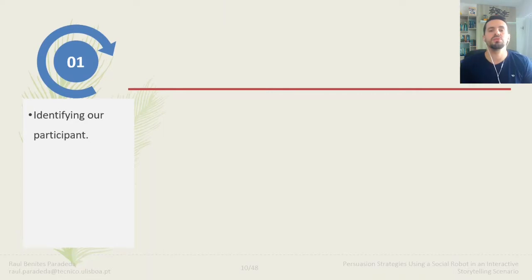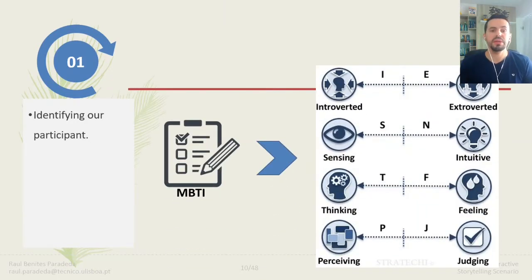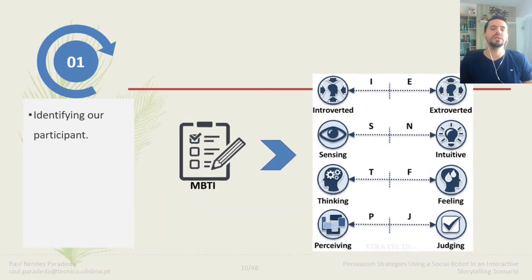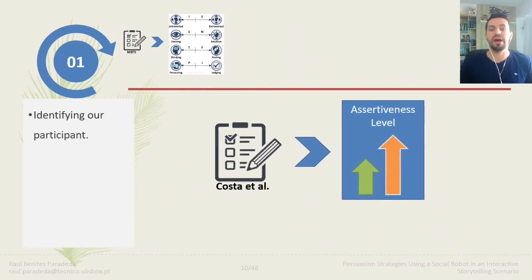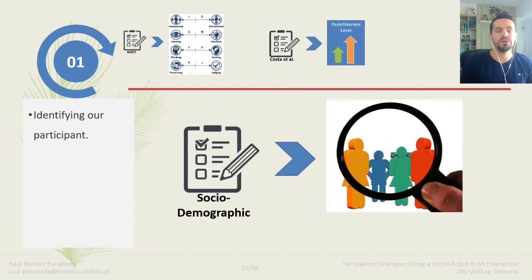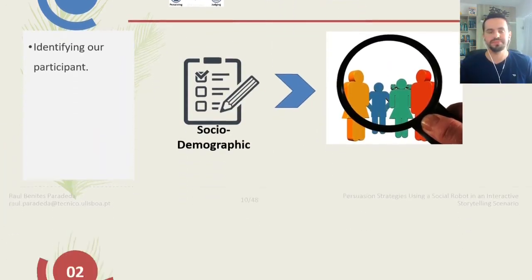So, in sum, this work can be divided into 3 steps. In the first step, through a questionnaire, we identified the participants' MBTI personality. We used the MBTI because we wanted to identify the personality according to how individuals prefer to perceive the world and make decisions based on that information, and its characteristic of this type indicator. We also used a questionnaire which measures the person's assertiveness level, and finally a sociodemographic questionnaire for simple characterization.